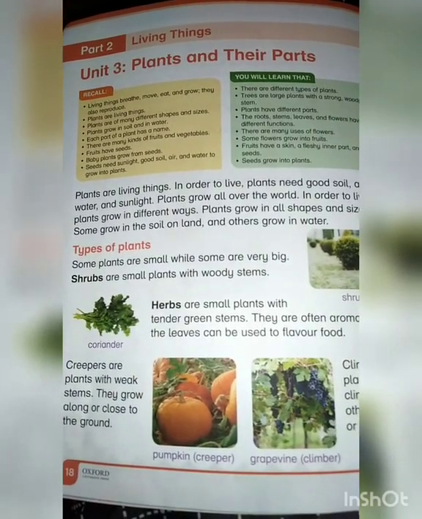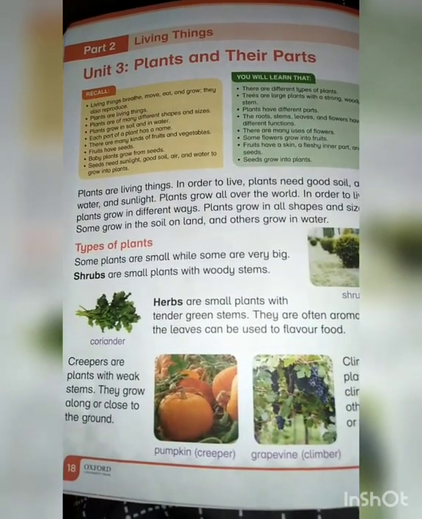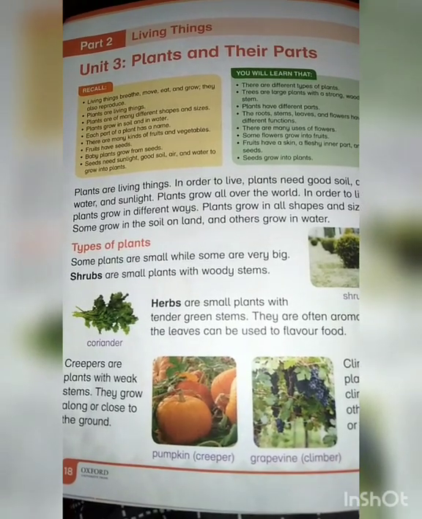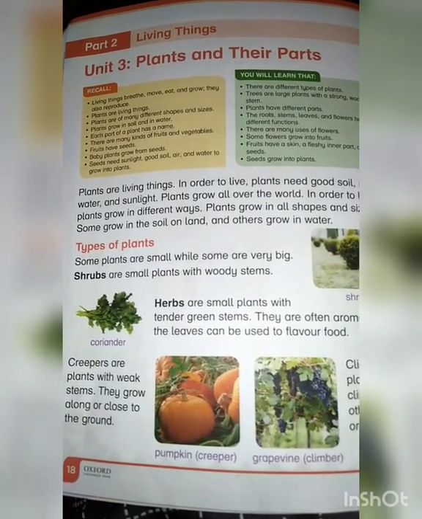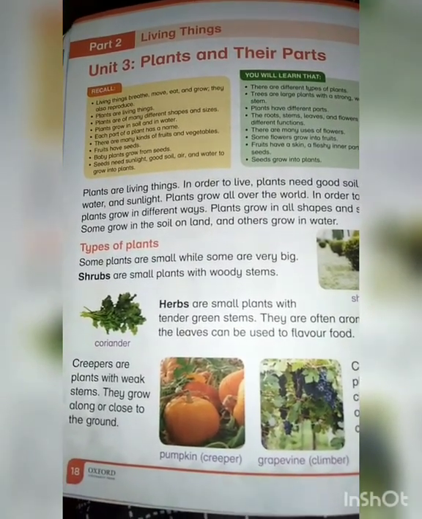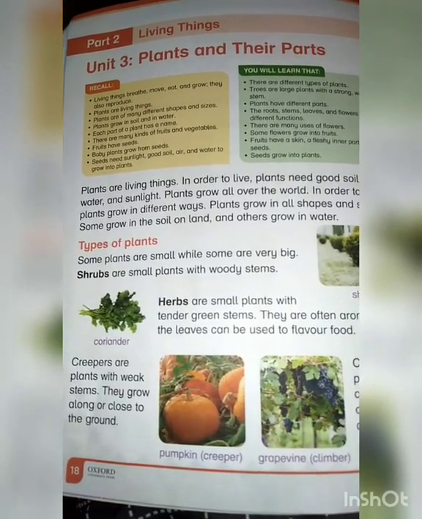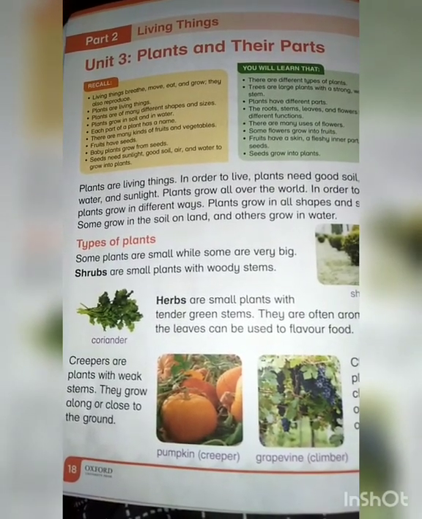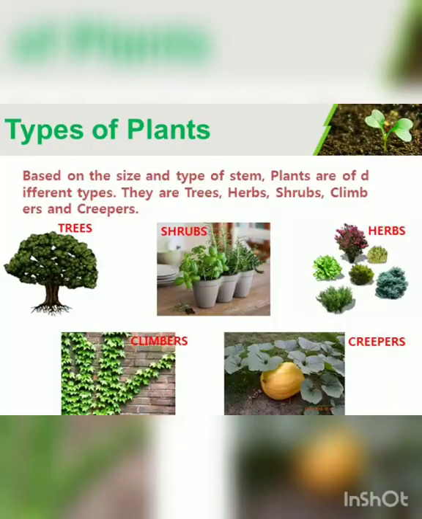You have seen the plants grow in soil, but plants also grow in water. According to their sizes and shapes and also the type of stems, plants are divided into many types, mainly 5 types. Okay, let's discuss the types of plants. So plants are divided into 5 types. They are trees, herbs, shrubs, climbers and creepers.